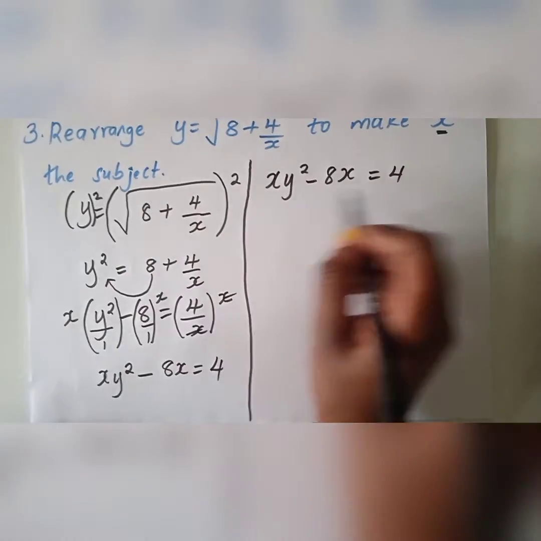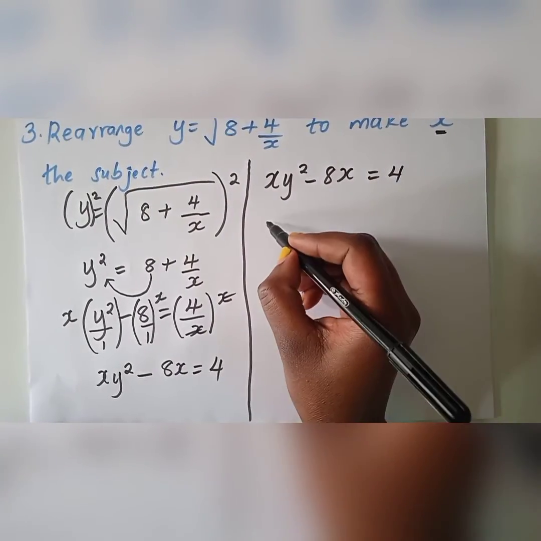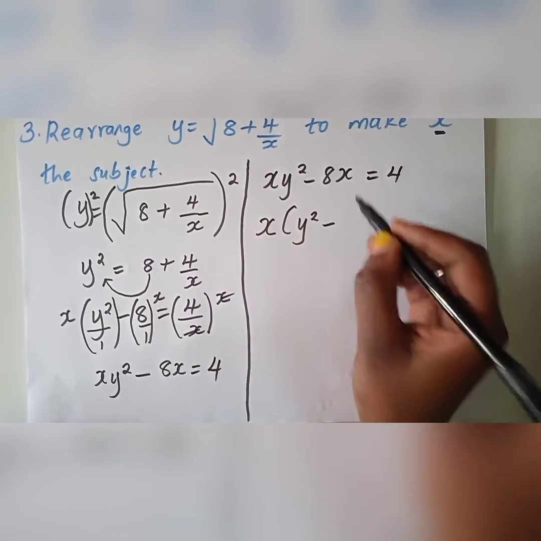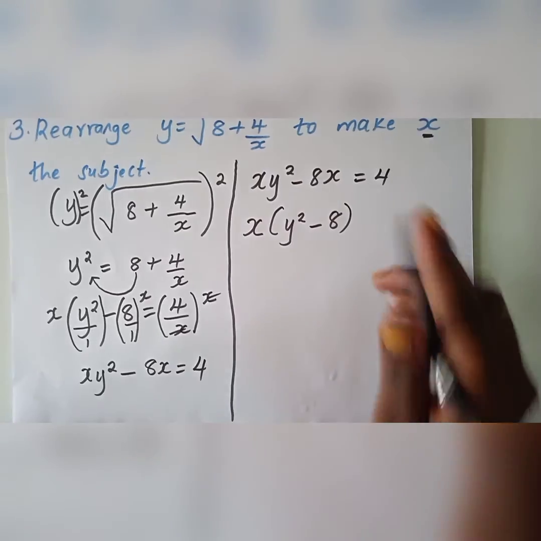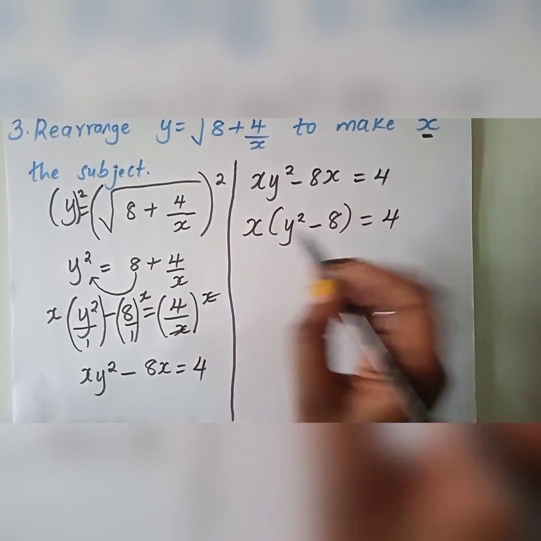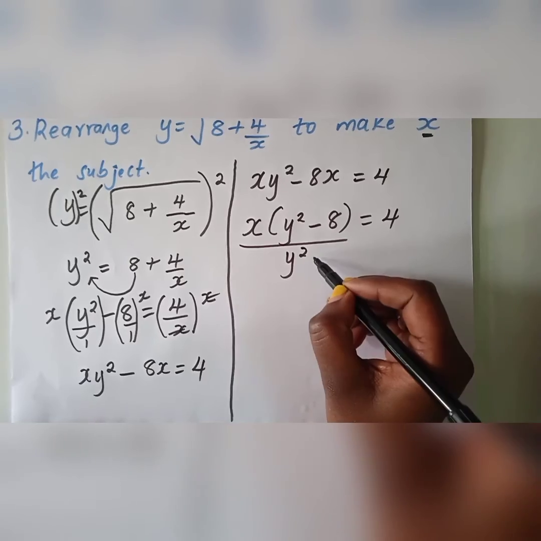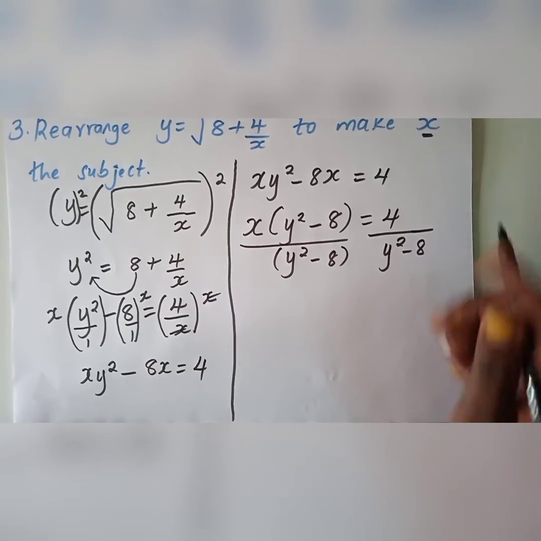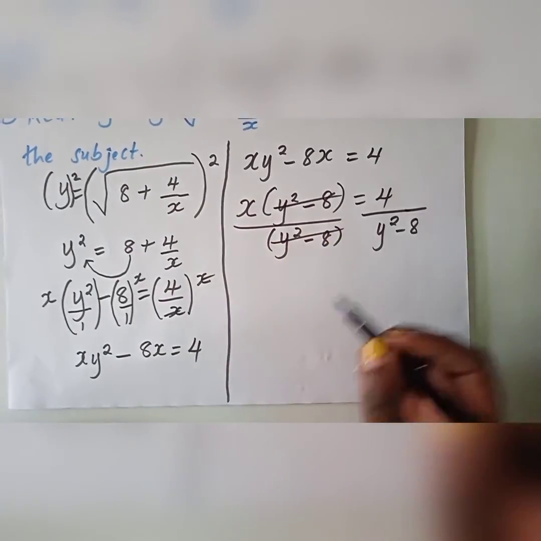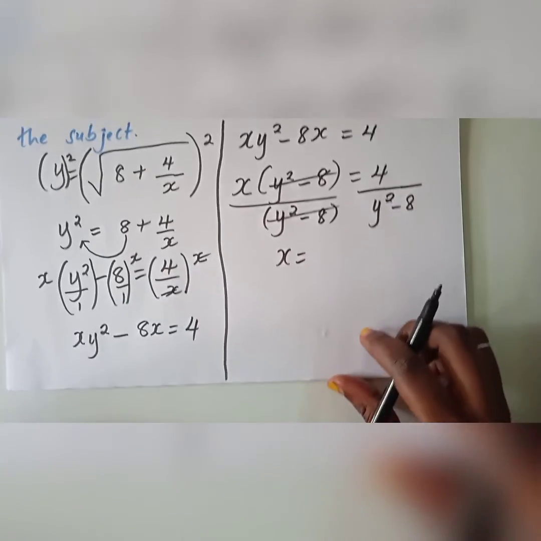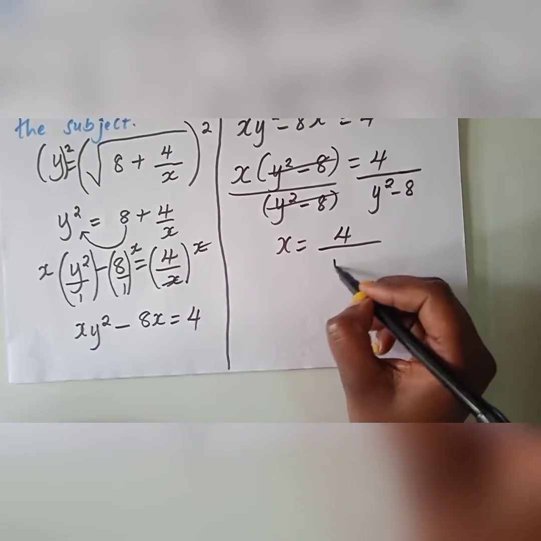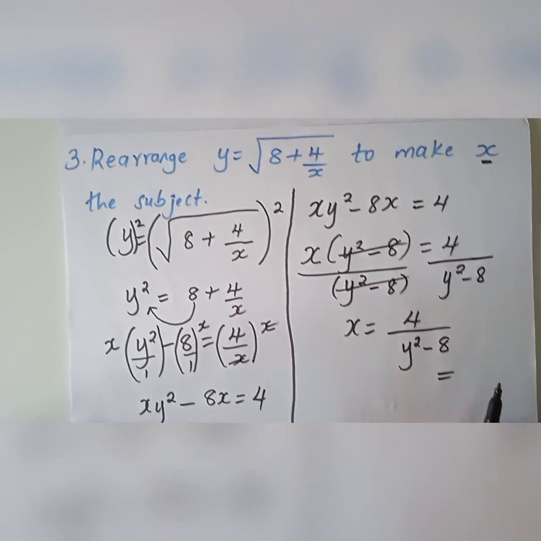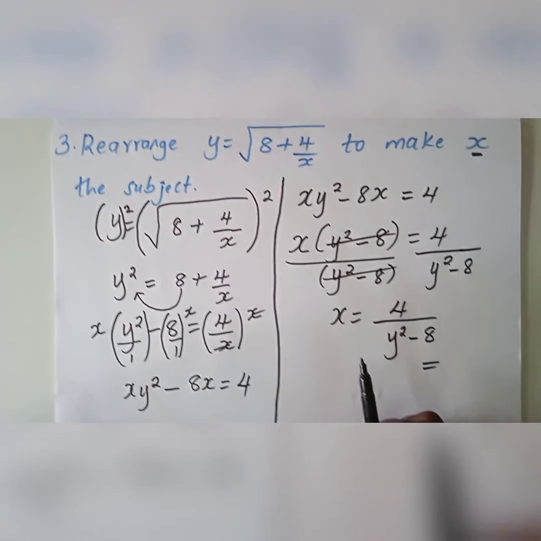Okay, now we have x on both sides, so we need to factorize it outside. So we have x is common, y squared will be left inside the bracket, and then 8 will be left inside the bracket. So we'll have equals to 4. So divide both sides by y squared minus 8. So that one and that one cancels. We'll be left with x equals to 4 over y squared minus 8. And that's the answer.